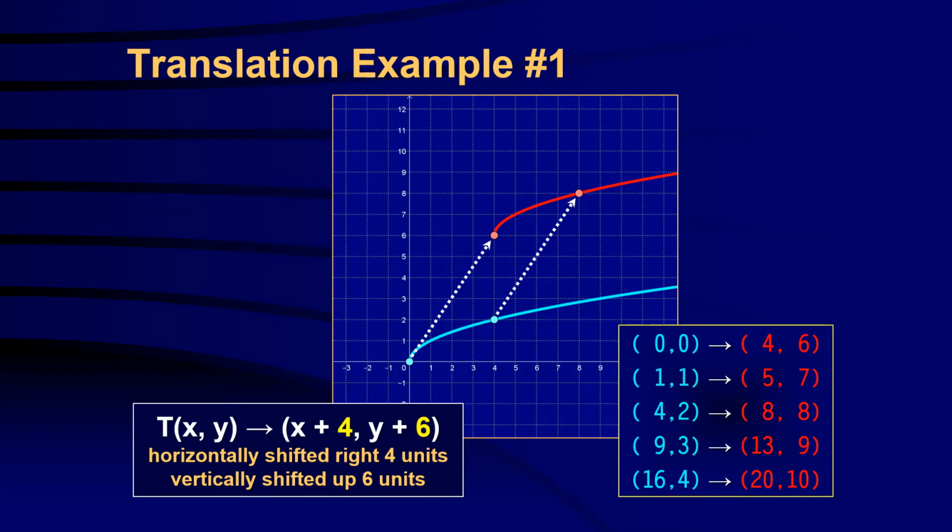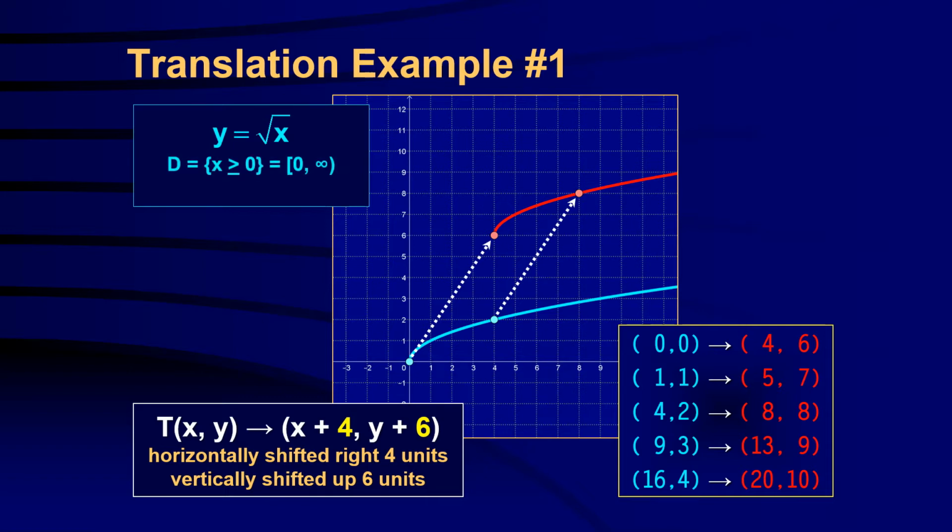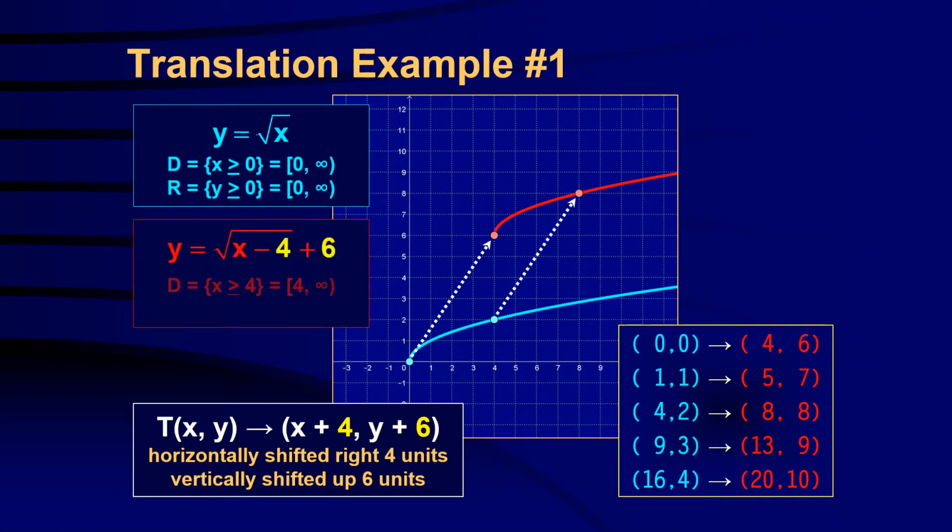A translation also affects the domain and range. In this case, the original domain may have been all reals greater than or equal to 0. So is the range. But because x is the domain and x's are all being added by 4, our new domain has to be all the values of x greater than or equal to 4. And since our range is the y coordinates, and the y coordinates are all being added by 6, our range will now be y is greater than or equal to 6.